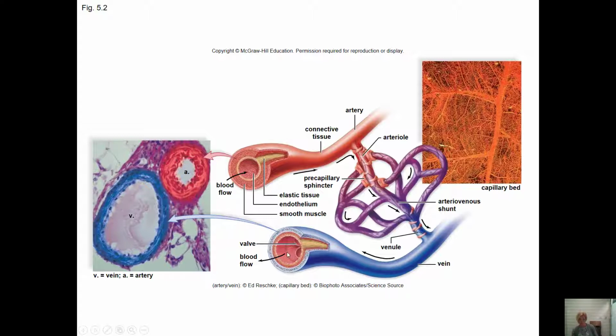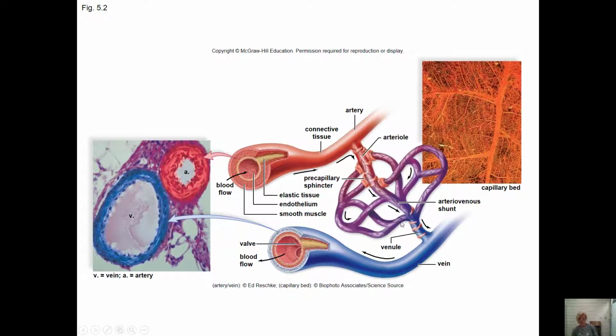So veins, most veins contain deoxygenated, low oxygen blood, except for the pulmonary vein, which is bringing fresh blood back to the heart from the lungs. So veins are low pressure vessels. They contain valves to prevent backflow, and they are carrying blood to the heart. So they have a thinner muscular wall compared to arteries, but a larger diameter.